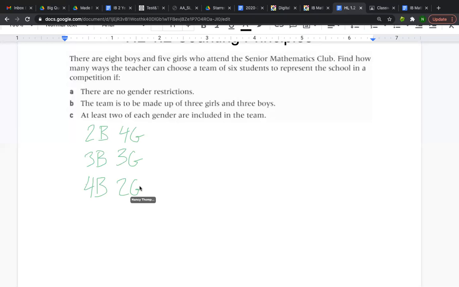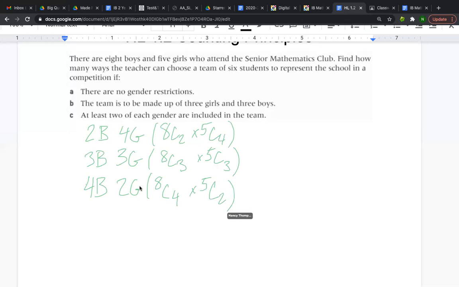So from there, what I need to figure out is each of those. Luckily, this middle one we just answered in part B. That would be 8C3 times 5C3. This one here would be 8C2 times 5C4. This one here is 8C4 times 5C2. And then you just add all of these together, and I think that comes out to be 1440.